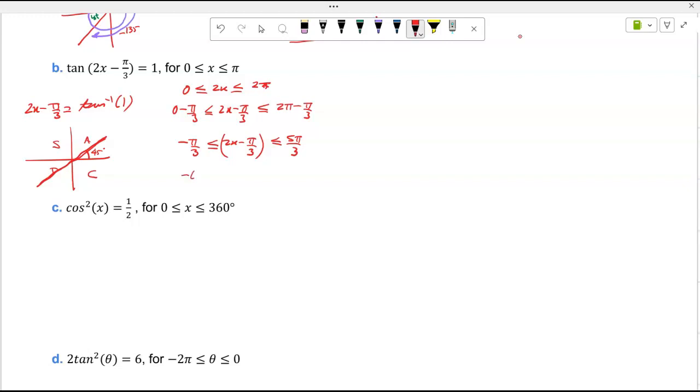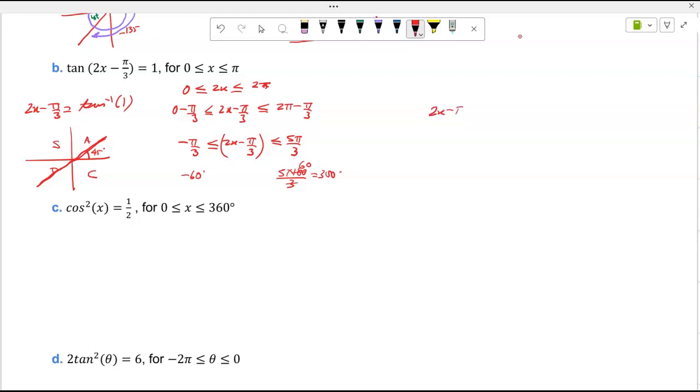So now minus pi by 3 is basically minus 60, and this is 5 into 180 by 3, 300 basically. So you have to look at the angles between minus 60 and 300. So the reference angle is 45. Correct? So obviously this won't come in. This is more than minus 60. So x is equal to 45, yeah.